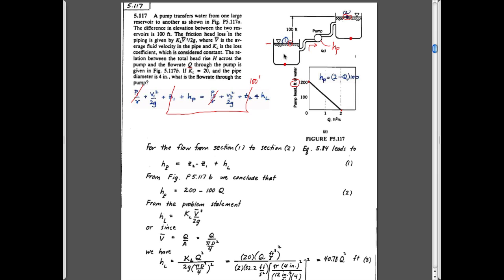If you ever see the large tank assumption, then this means that the velocity at these locations should be 0, and so get rid of that.